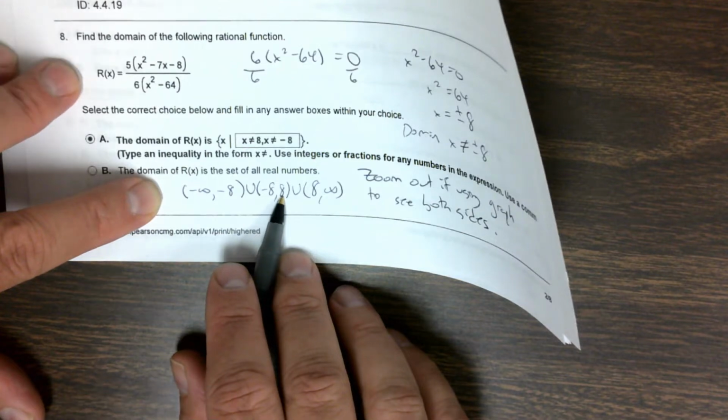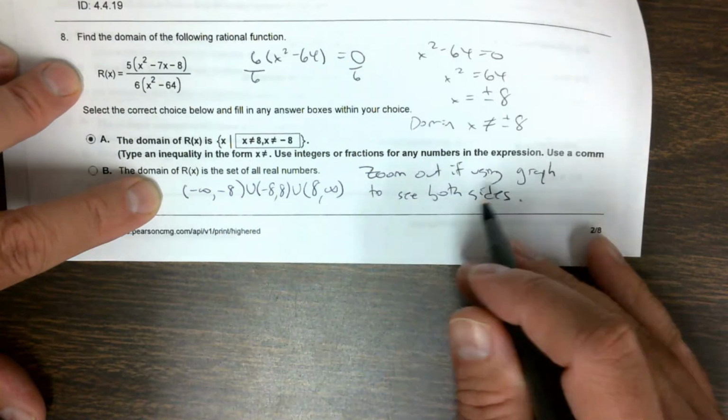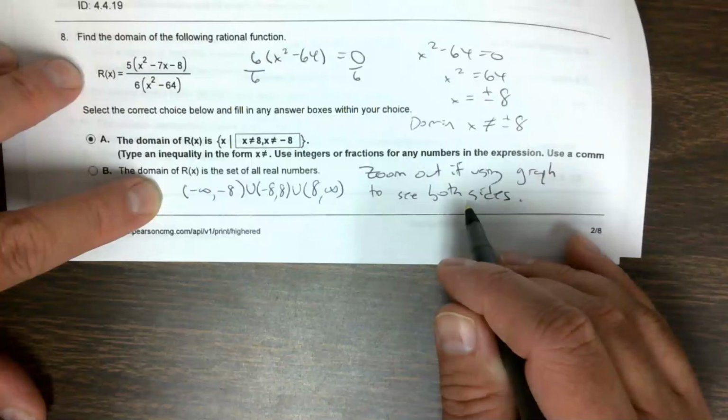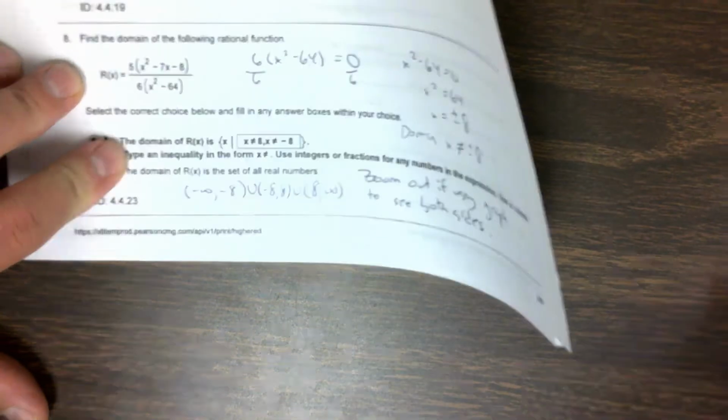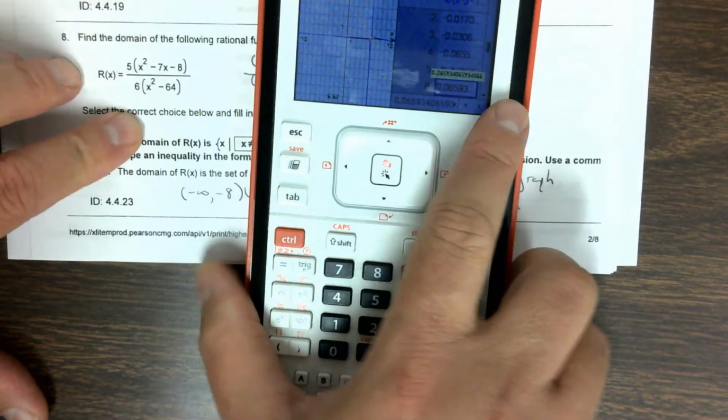Also over here I say zoom out if you're using the graph to see both sides, because what if you had 12 and negative 12? So that's what I was getting at, because I don't know what your numbers are going to change to.